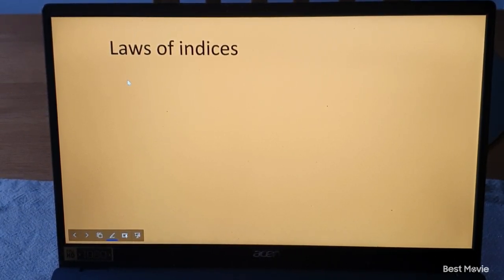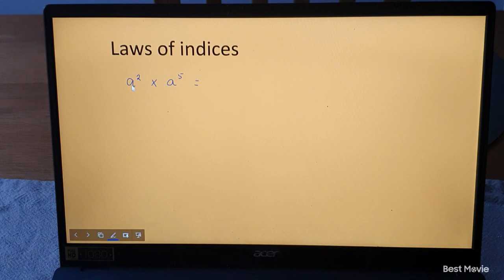Okay, so we're going to start with a squared multiplied by a to the power of 5. When the base number is the same, you add the powers. So a squared multiplied by a to the power of 5 is a to the power of 7. And this works because a squared is a times a, and a to the power of 5 is a multiplied by itself 5 times. So altogether, this is a to the power of 7.